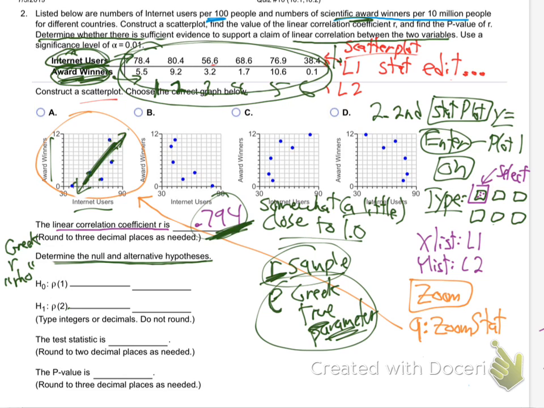Let's see. So rho here is equal to 0, right? The null hypothesis is always equal, and the alternative is not equal to 0. It's always that way when you're testing for a linear relationship. This is basically R. It's just the Greek version of R. It's the true relationship, not just the sample. Okay, that's what we're testing. So let's run it on our calculator.